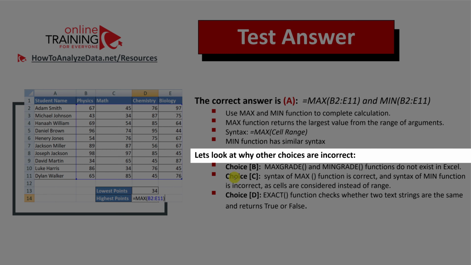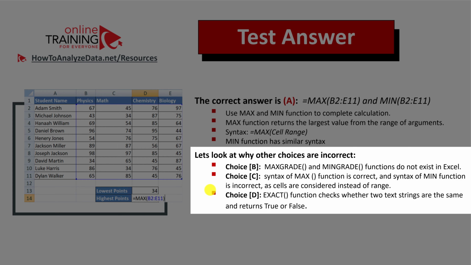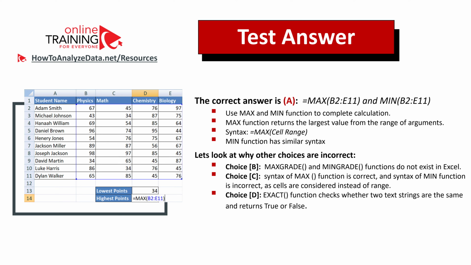Let's look at other choices and see why they are incorrect. For example, choice B, max grade and min grade functions, they do not exist in Excel. This choice was created to confuse you and test your knowledge of existing functions. In choice C, the syntax of the max function is correct and the syntax of the min function is incorrect, as cells are considered instead of the range. And last but not least, choice D, the exact function, checks whether 2 text strings are the same and returns true or false, so this is not the right choice here. Hopefully you've nailed this question and now know how to answer similar problems on the test.